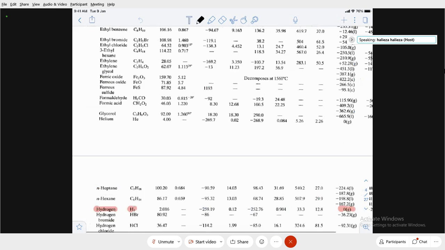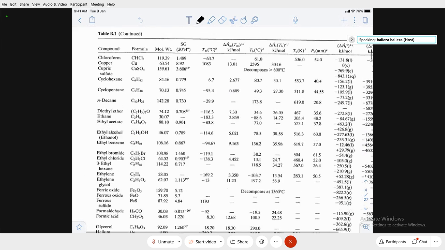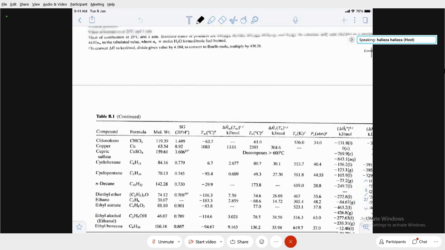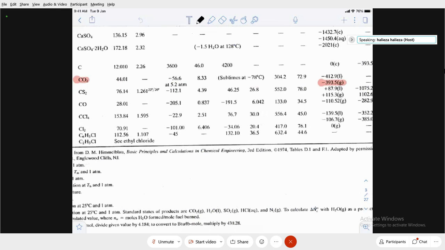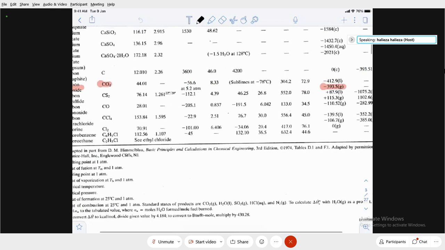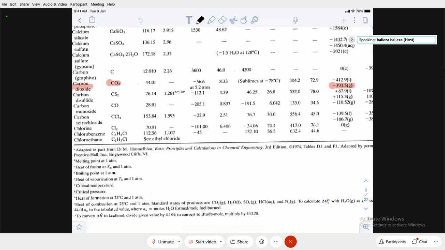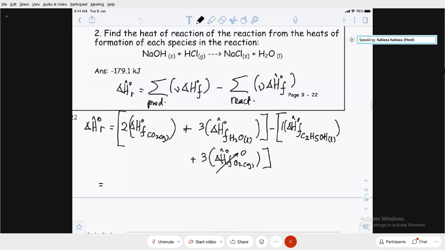Where is carbon dioxide? Okay, it's here, carbon dioxide. It's gas, so I already highlighted it here. It is minus 393.5, there's a minus sign, don't forget the minus sign. So let's go back to that example. 2 times minus 393.5, that's the value you get just now from appendix B1 for the heat of formation of carbon dioxide.